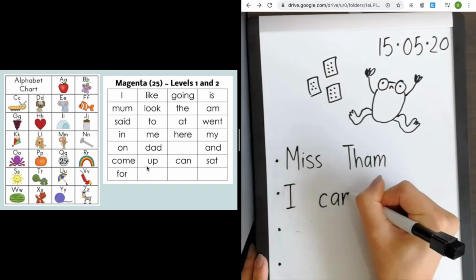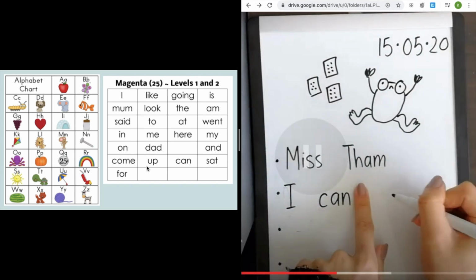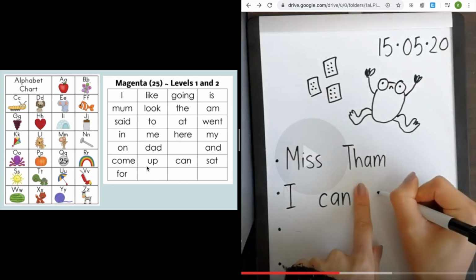C, A, N. And then my next word is see. I can see. Let's sound it out. S, s. What sound is it? What letter is it? The letter S. S, s, snake. So I'm going to write the letter S.